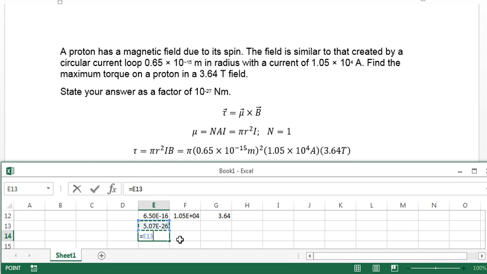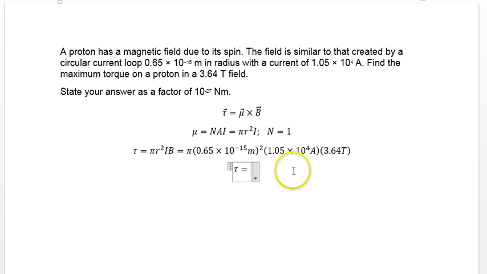So we're going to take this and divide it by 10 to the minus 27, and that's going to give us 50.7, right? So tau is 50.7 times 10 to the minus 27 Newton meters. All right, 50.7 times 10 to the minus 27 Newton meters. All right, that's it for problem 8.